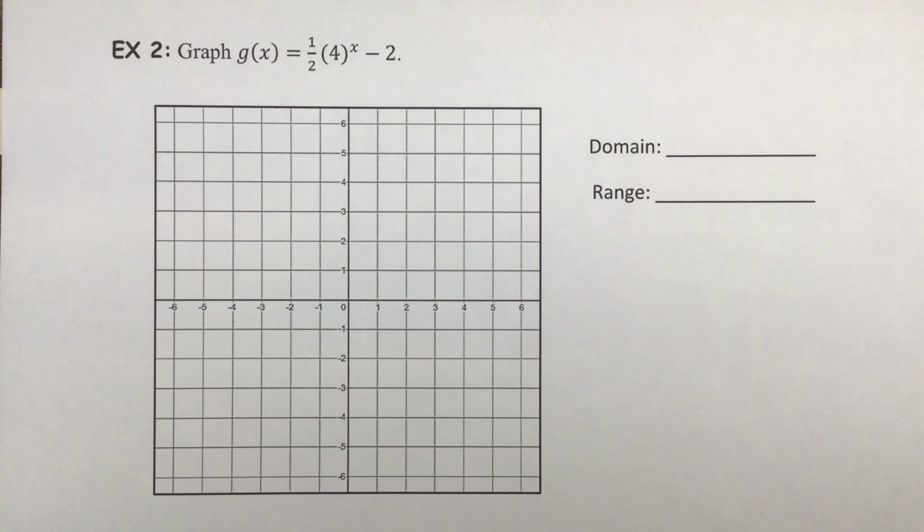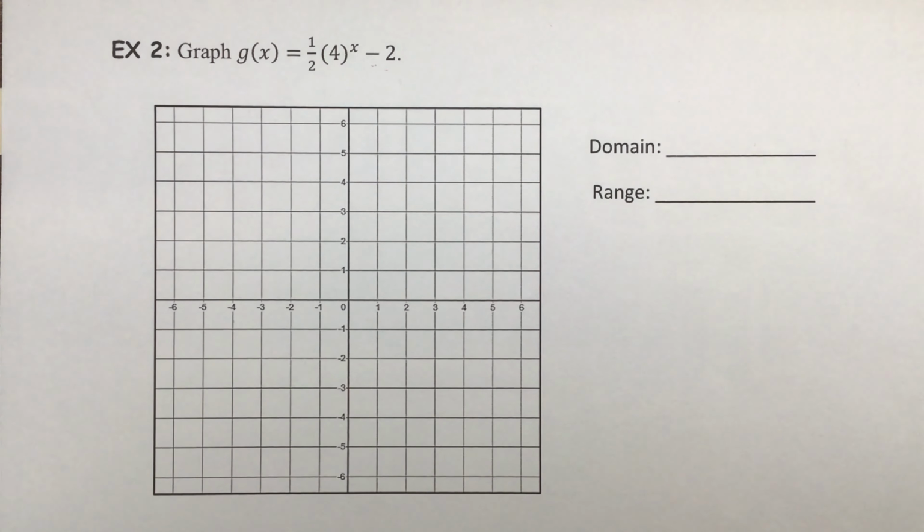Example 2. What I'm going to do is begin with the translations, just like I did in example 1. Now in this case, I've only got one translation, which is that -2. So my horizontal asymptote is going to shift down to -2. We don't actually have a horizontal translation. So I'm going to go ahead and highlight the y-axis, and as I continue through the problem, I'm going to pretend that this would be an origin.